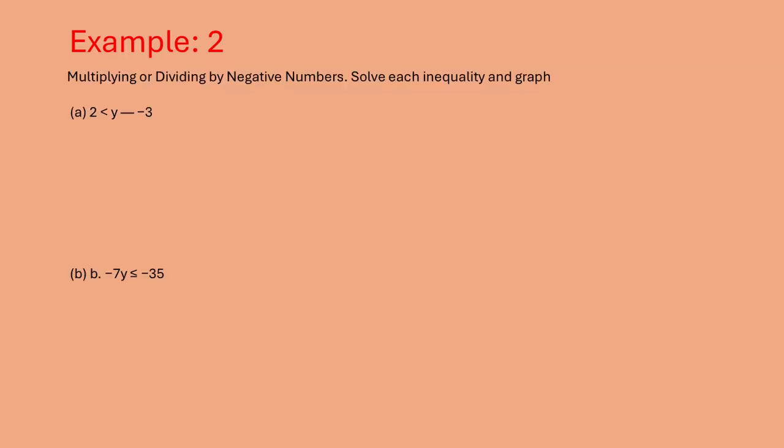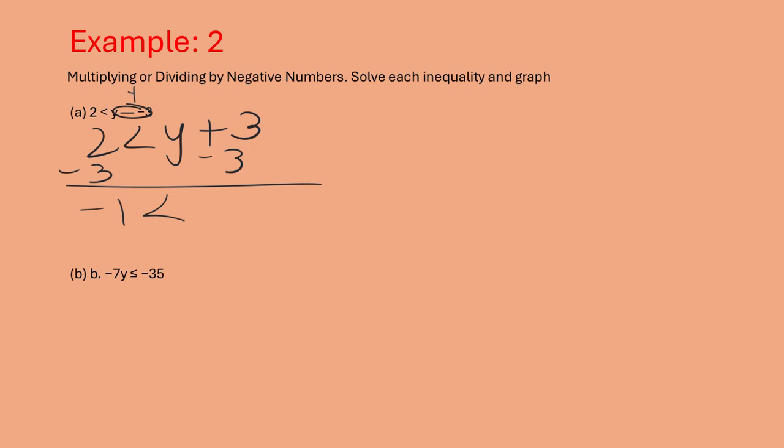Let's practice on the next. Let's do some practicing. Here it's telling me 2 is less than y minus negative 3. What's the first thing I have there? I have a minus and a negative there. What does that become? That becomes a positive. So I have 2 is less than y plus 3, right? What do I do now? Subtract 3 from both sides. So what's 2 minus 3? Negative 1 is less than y. Do I have to change it here?